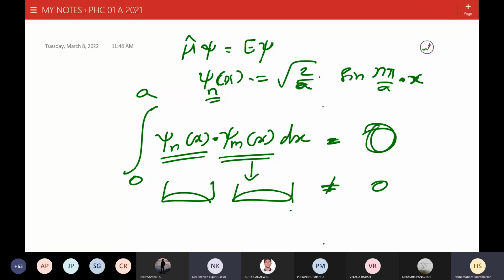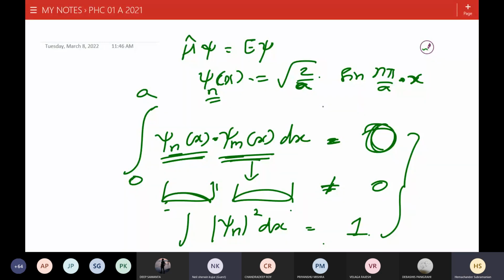If this is the case, it is not 0. If this is the case, this function becomes psi n squared dx, which is 1. If they are the same function, this is 1. If they are different functions, then this is 0. So what mathematical quantity describes that? Delta mn. Right? You guys know about this function, right? Delta mn, Kronecker delta.